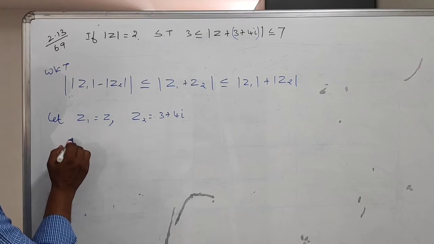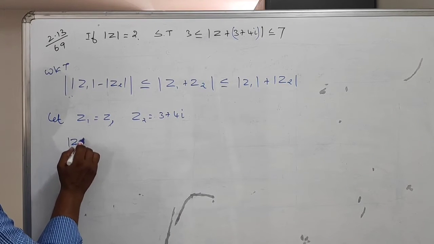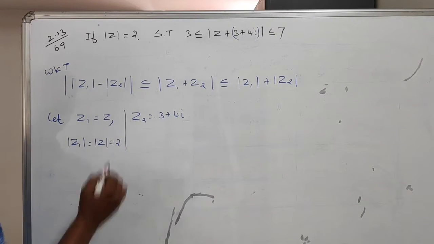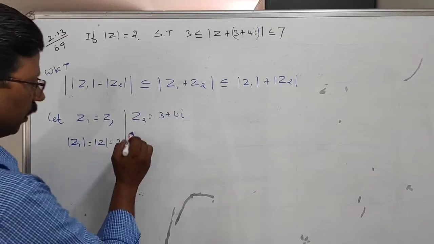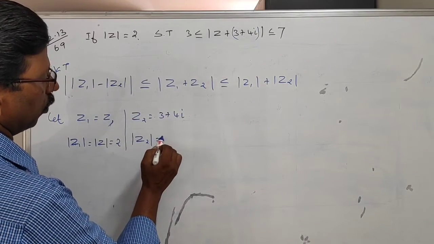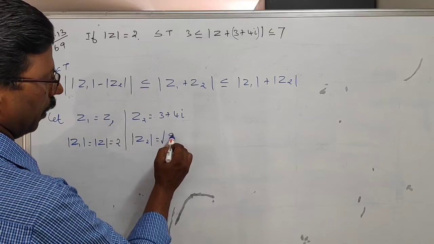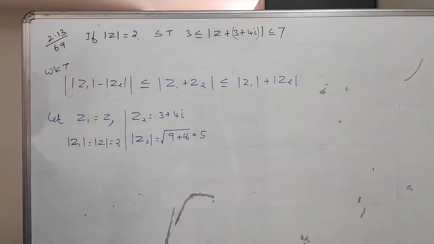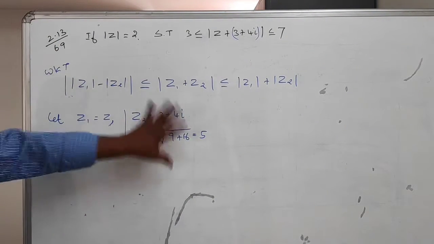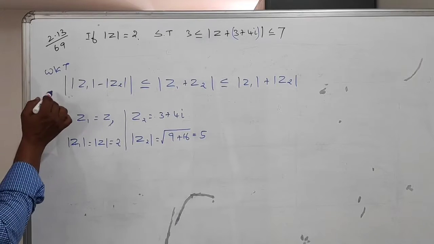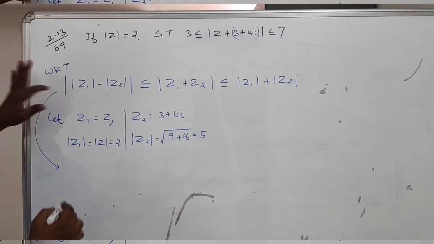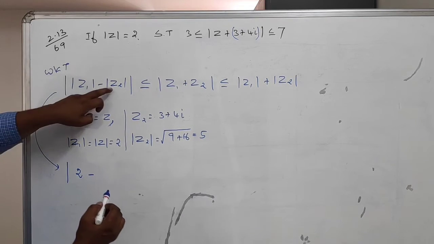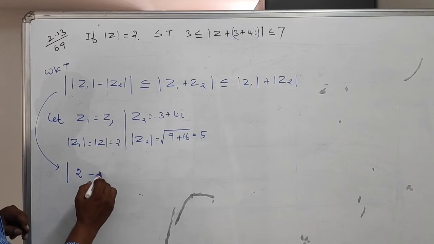Now, what is modulus of z1? Modulus of z1 is equal to modulus z, which is equal to 2. For z2, modulus of z2 is equal to root of real part square plus imaginary part square, which is equal to 5. Now after finding all these things, we can use this relation. From this, modulus z1 is 2, minus modulus z2, which is 5.